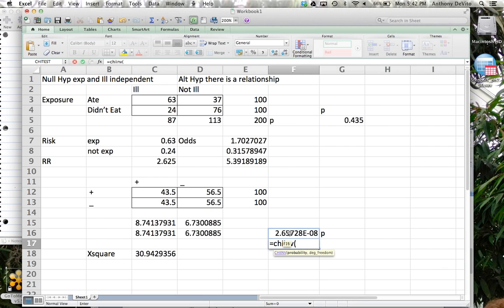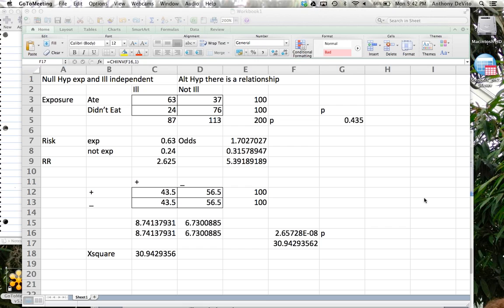Chi-inverse, parentheses. Put in the probability. There's our probability, comma, and number of degrees of freedom, which is 1, right? It's just that number. That's our p-value. And it comes out to 30.94, same as we got here. See, that test takes you directly to the p-value rather than calculating the chi-square value for you. But that's available here if you want to use that.